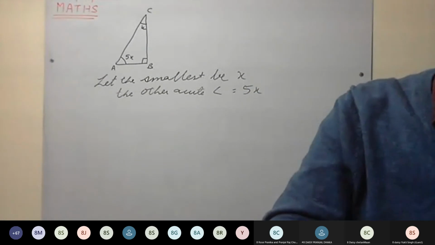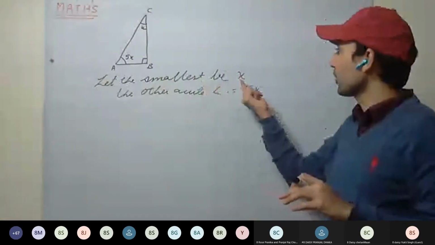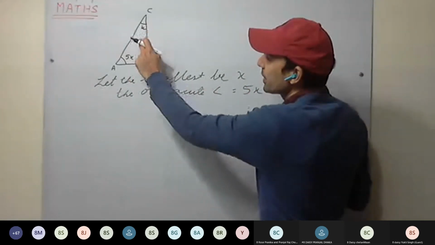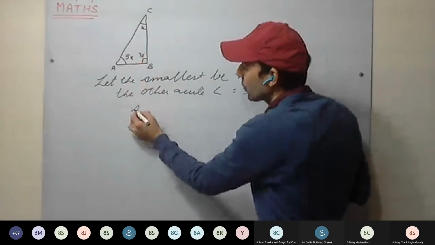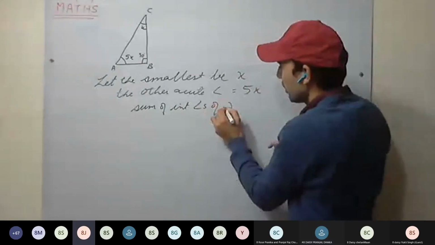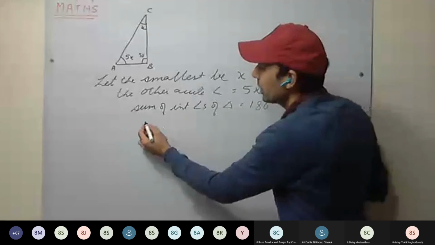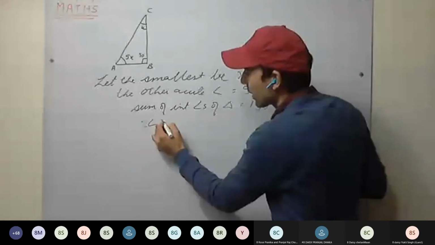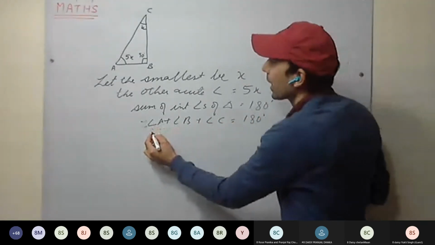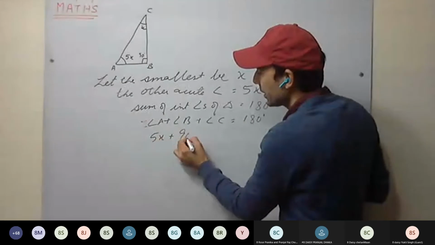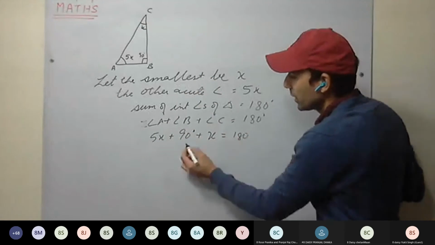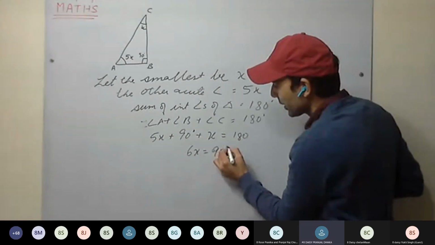Now, what you have to find? We have to find the measure of the smallest angle. That is, we have to find X. Which property will be using? This is 5X, this is X, this is 90 degree. And the sum of the interior angles of triangle? 180 degrees. So angle A plus angle B plus angle C equal to 180 degree. Angle A 5X plus 90 degree plus X equal to 180 degree. 6X equal to 90 degree.